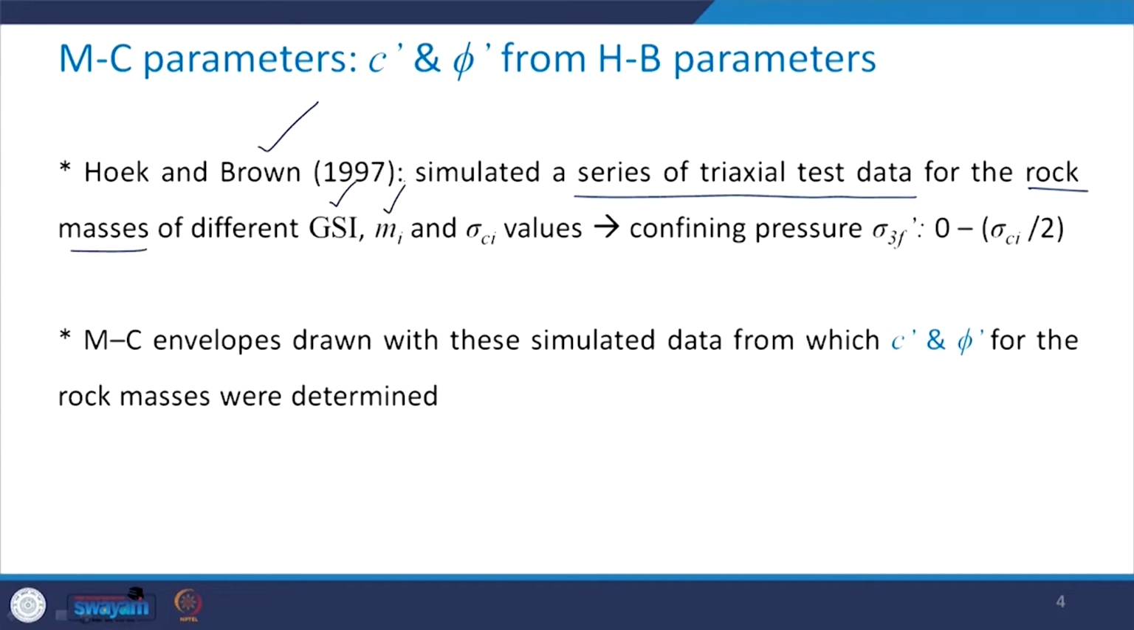So, Hoek and Brown in 1977 simulated a series of triaxial test data for rock masses with different GSI, mi and sigma ci values. What does this mean? This is the intact rock parameter m, sigma ci is the UCS of the intact rock, and when they simulated this, they took the confining pressure range between 0 and half of this UCS value. Mohr-Coulomb envelopes were drawn with these simulated data from which these two parameters c and phi for the rock masses were determined.